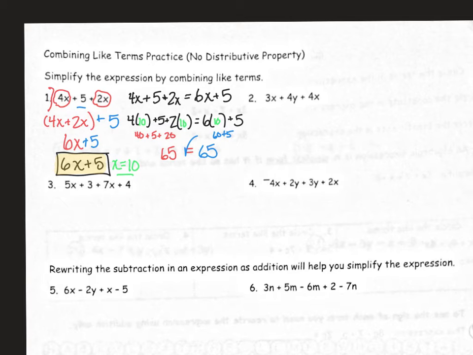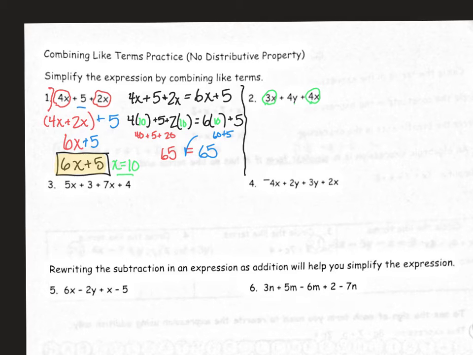I've found my answer. So I'll try to do the second one a little faster. In the second expression, I am supposed to simplify the expression by combining like terms. That's the directions. I look through my expression to see if everything's addition, and it is. I'm also looking to see, do I have any like terms? I see I have 3 x's here and 4 x's here. And this is a y, so that's a totally different term.